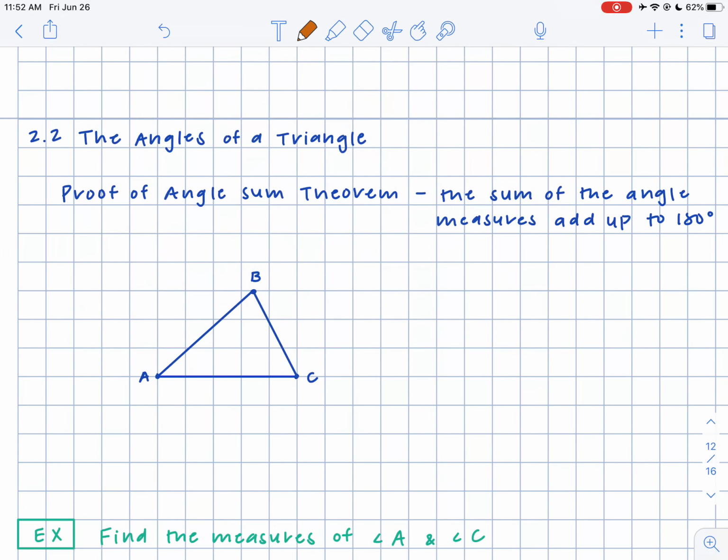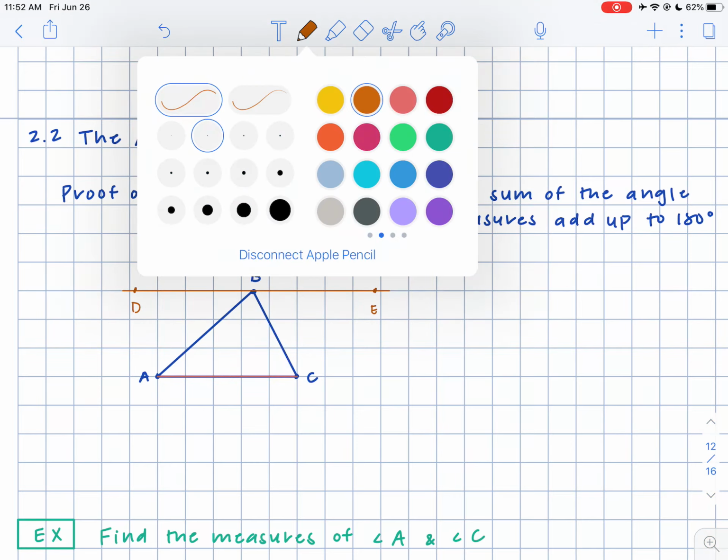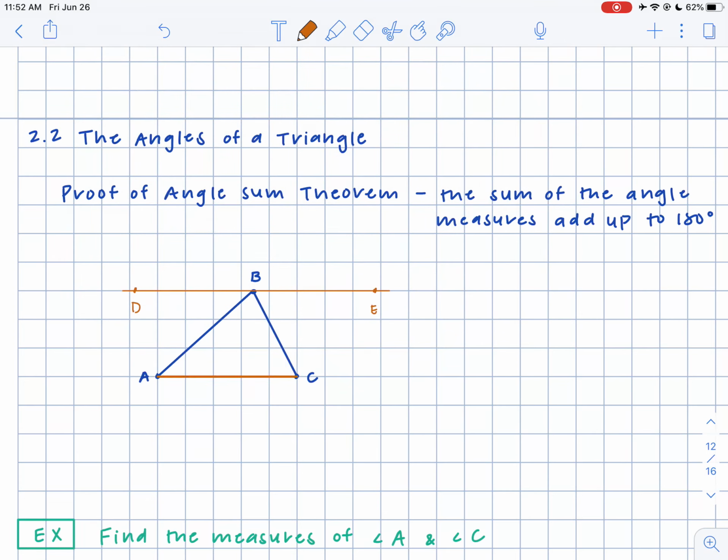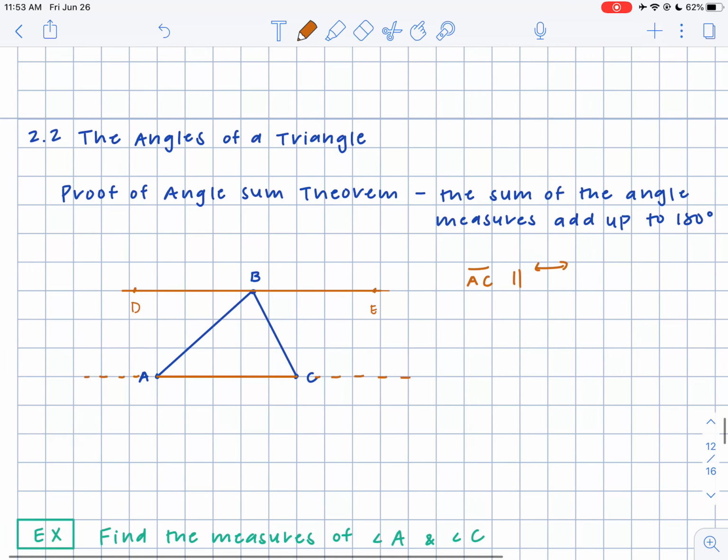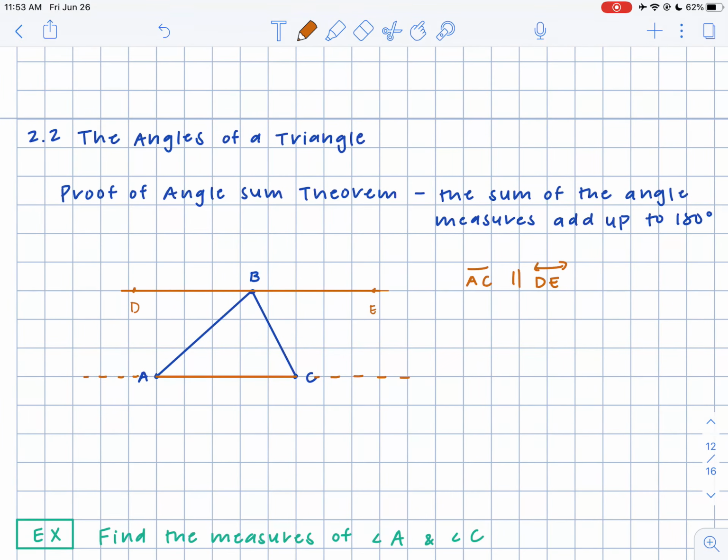So why don't we imagine we have another line coming through here, and let's call this line DE. And you notice that this line segment AC is parallel to line DE, right? Because if you imagined AC to continue on, you can tell that it is parallel to DE. So we know that segment AC is parallel to line DE, okay?